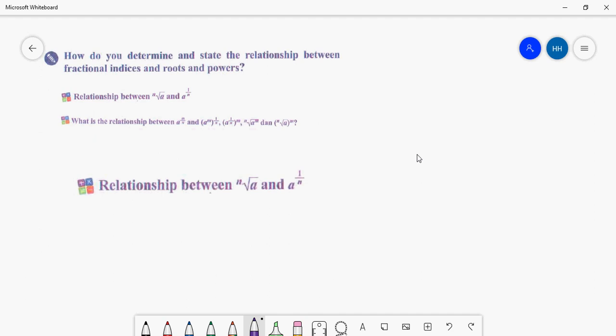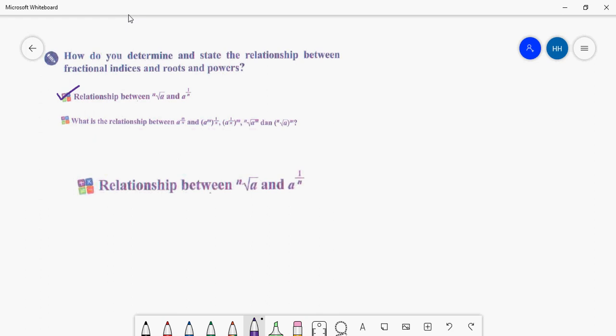Okay, you can refer to your textbook, page 17, Mathematics Textbook Form 3. In this subtopic, fractional indices, you will learn about the relationship between n root a and a to the power of 1 over n, and also the relationship between all these terms. But in this video I will discuss only the first one.